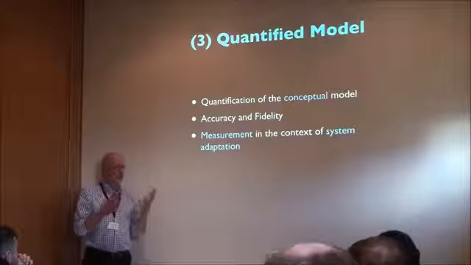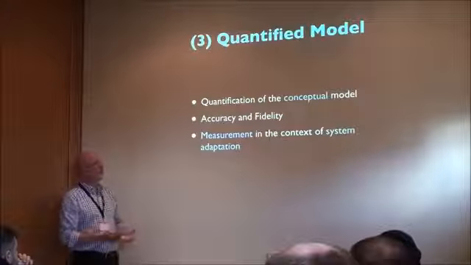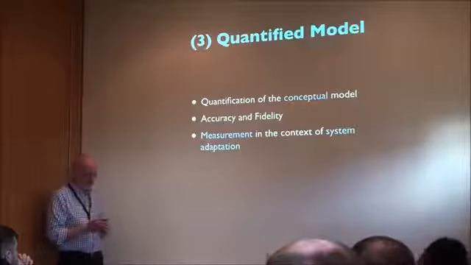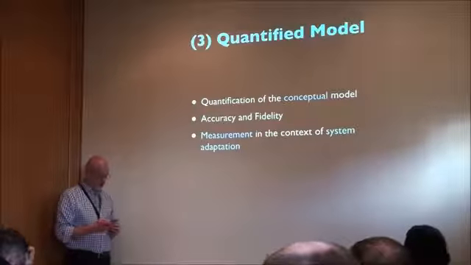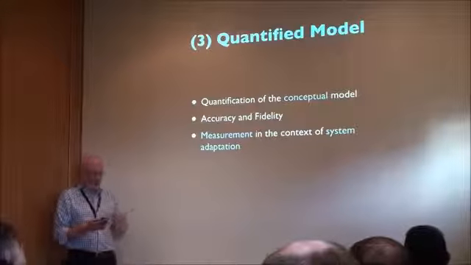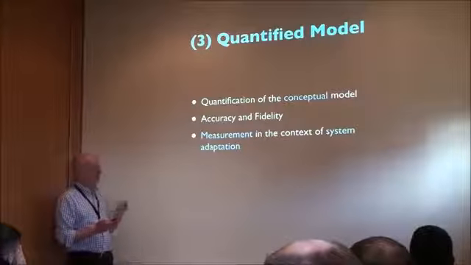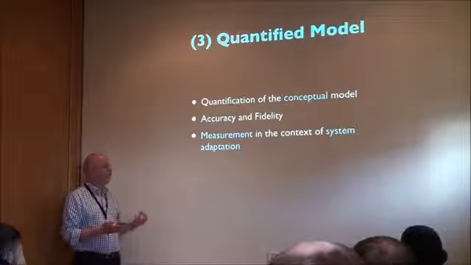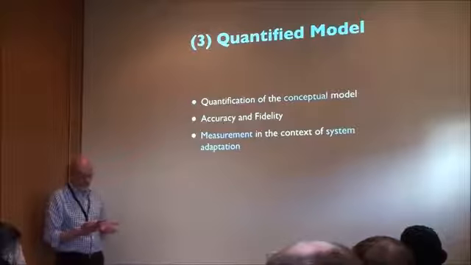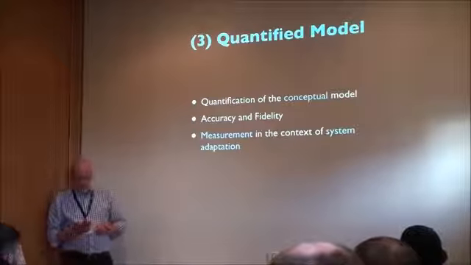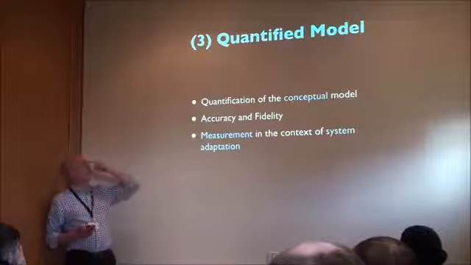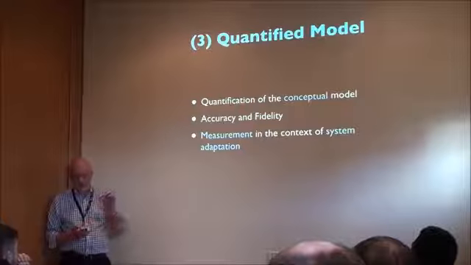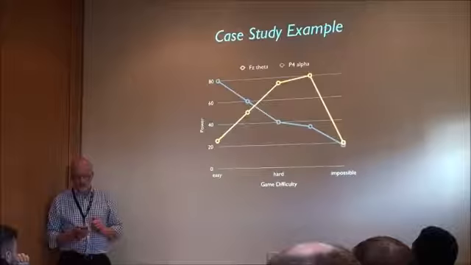So once we have the model, and once we have the measures, and we've tested the validity of the measures, we can then quantify this conceptual model. So this stage of the design cycle is concerned with operationalizing the user states. So looking at the accuracy and the fidelity of the user model, and then trying to measure it within the context of system adaptation, which is what we just did. So it's important within this stage to understand what the system will actually do and how it will interface with the adaptive rules of the system.